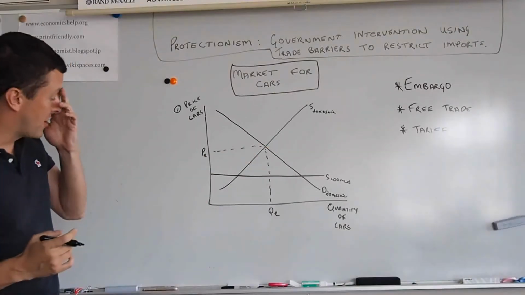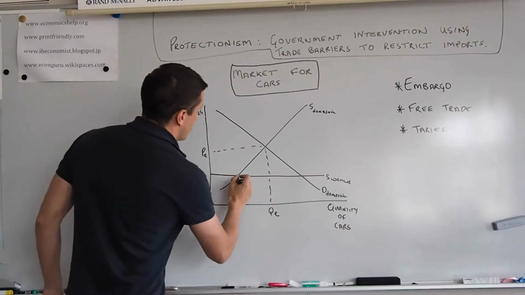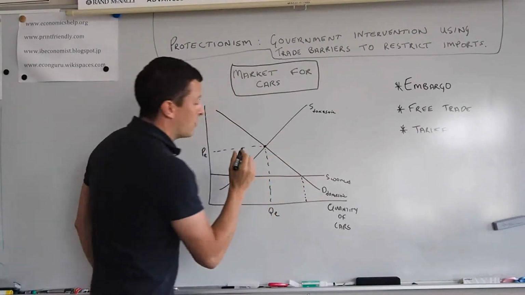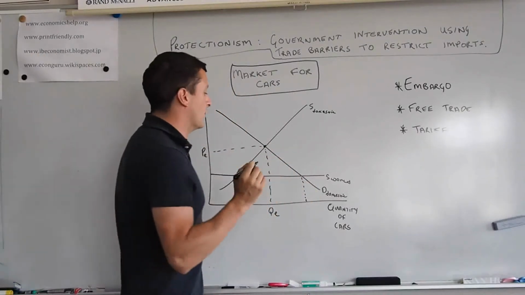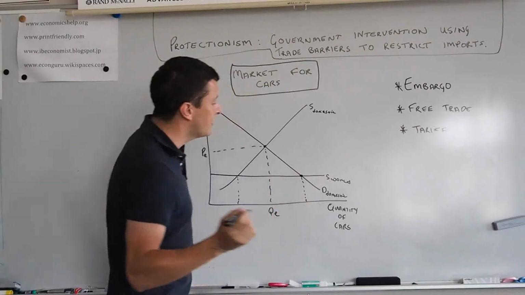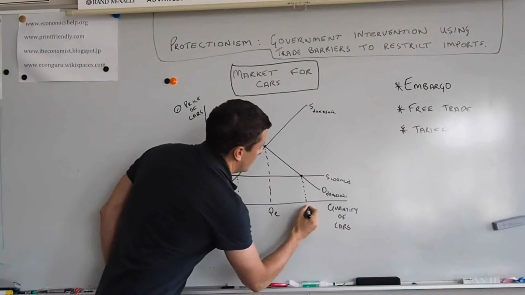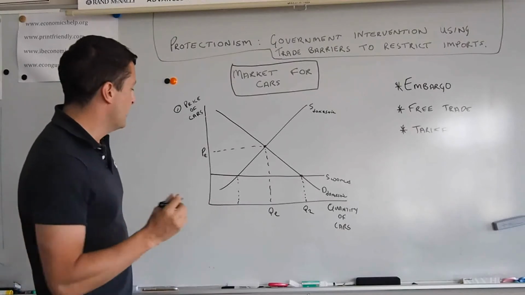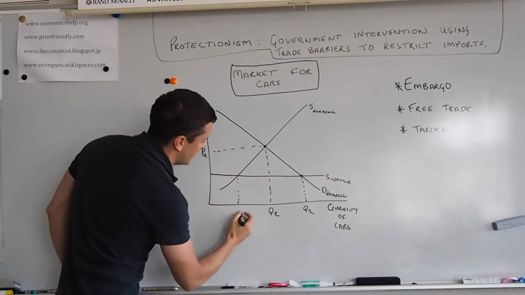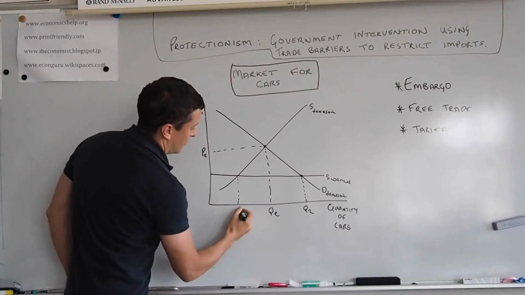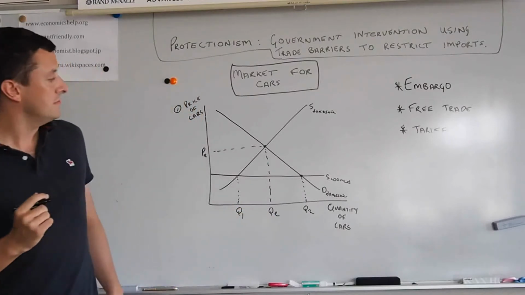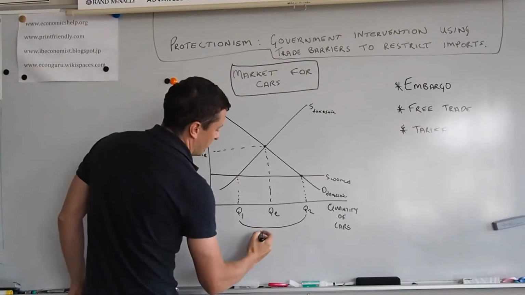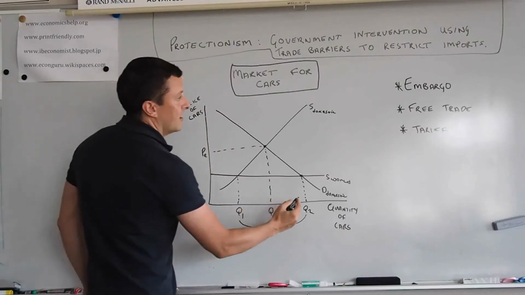Now, how does that affect the graph? So you can see here, the quantity demanded of cars will increase to Q2, we'll call it. Okay? But at the same time, the quantity supplied will decrease from QE to Q1. This means that you have a total number of cars imported into the country from Q1 to Q2.